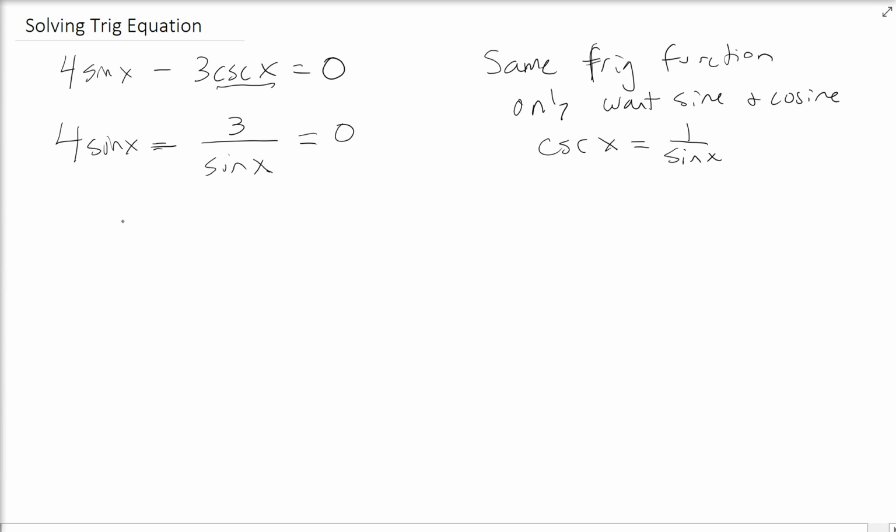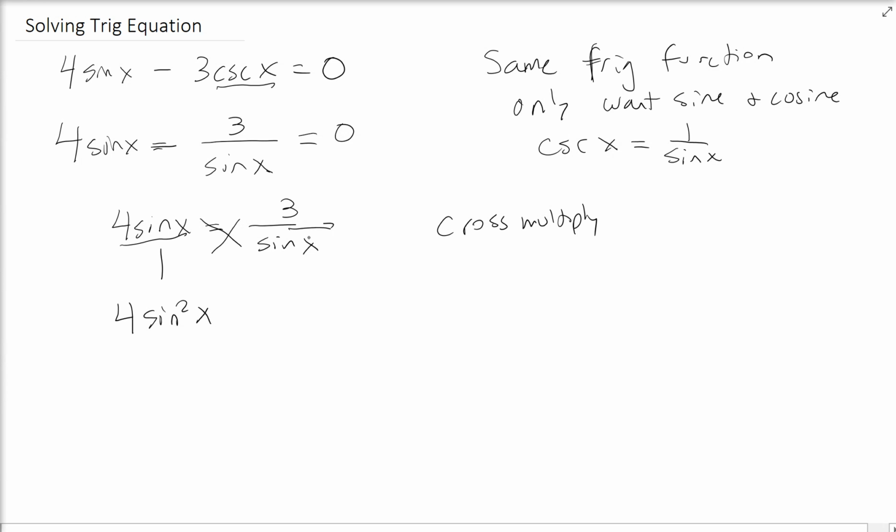So we're going to add that. We have 4 sine of x equals 3 divided by sine of x on the right-hand side. Now, I'm just going to put this thing over 1, and then we can cross multiply. So this becomes 4 times sine squared of x, because sine of x times sine of x equals sine squared of x, equals 3 times 1, which is just 3. Now we can divide both sides by 4. We get sine squared of x equals 3 over 4.